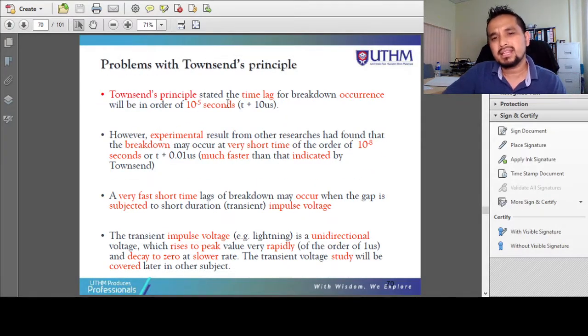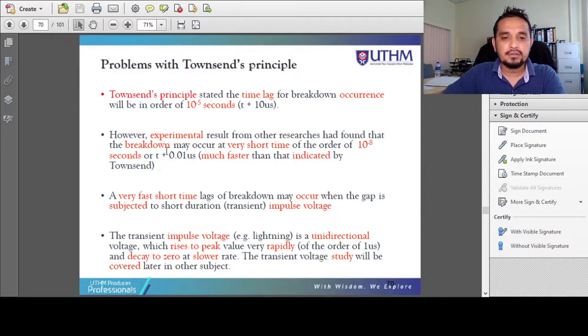Okay, problem with the Townsend principle. What is the issue with the Townsend principle? Townsend suggests that the time lag occurs in the order of 10 to the minus 5. It is about less than 1 microsecond, right? It is less than a microsecond.